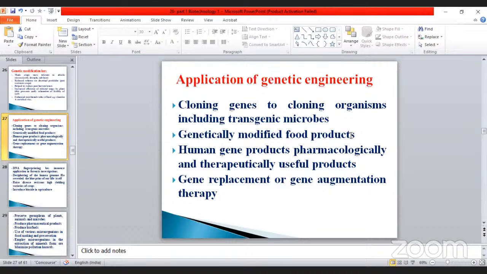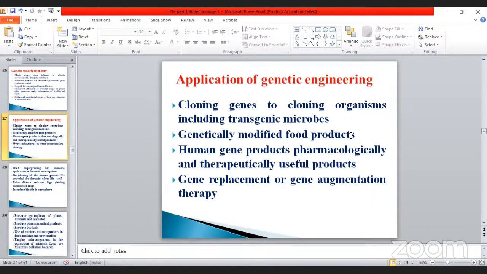I already told you: cabbage, chili, and seedless fruits, grapes, sapota, mango, pineapples. Pineapple you already know, but its size depends on the size. Size can be increased due to genetically modified organisms: cabbage, brinjal, pumpkins. Those have commercial value. Size is very, very important. Some of them are about the nutritional aspect. The inner content is very, very important, such as carbohydrate. And the third one is human gene products, pharmacologically and therapeutically useful products.